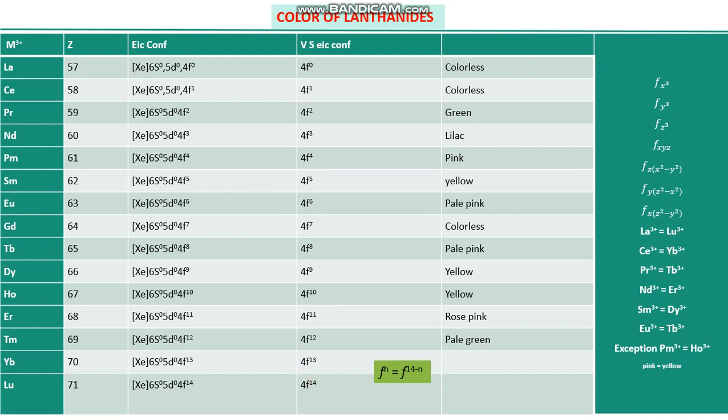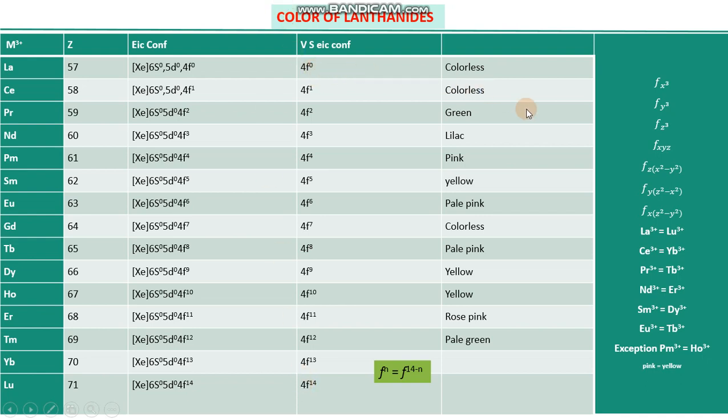So 7 is colorless. Then beyond 7 again the systems are colored, and for F13 the system again adopts a colorless nature, and for F14 the color disappears, or we can say that this system is also colorless. So let's summarize this table.